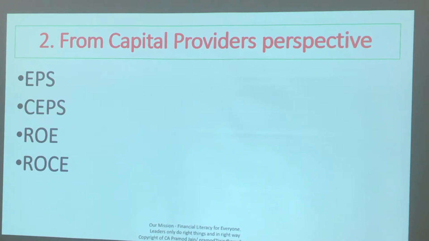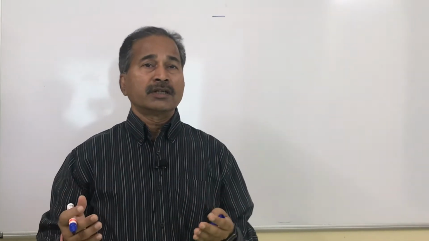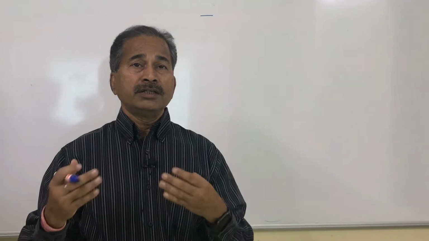You calculate four ratios. Ratio number 1 is earning per share. Ratio number 2 is cash earning per share. Ratio number 3, return on equity. And ratio number 4, return on capital employed. Now the question is, how to calculate these ratios?